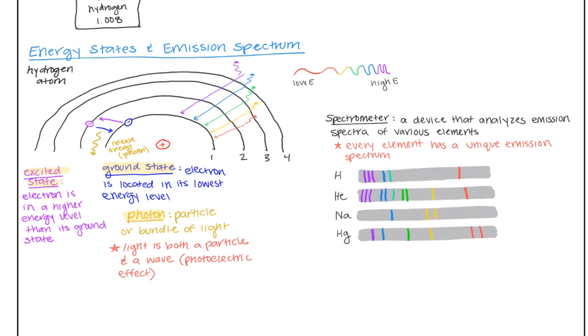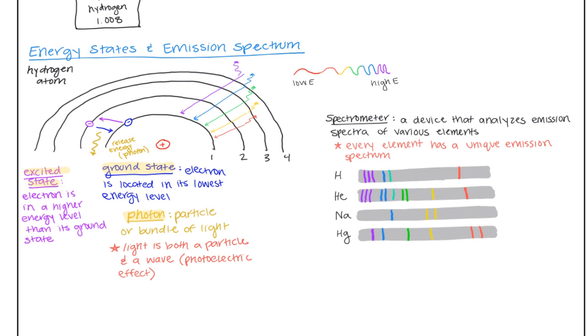So a photon is describing the way that light behaves as a particle. We've talked about light as a wave before. A photon is a release of light in the form of a particle, or a bundle of particles, as a result of an atom going from its excited state to its ground state.